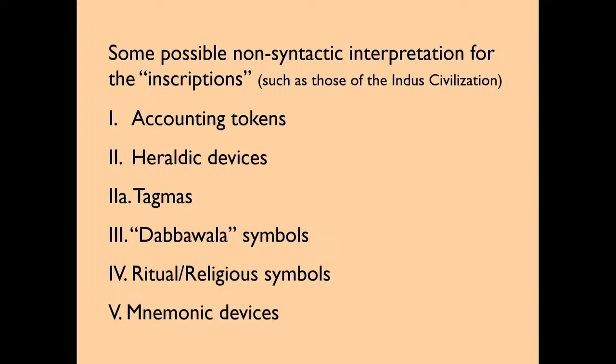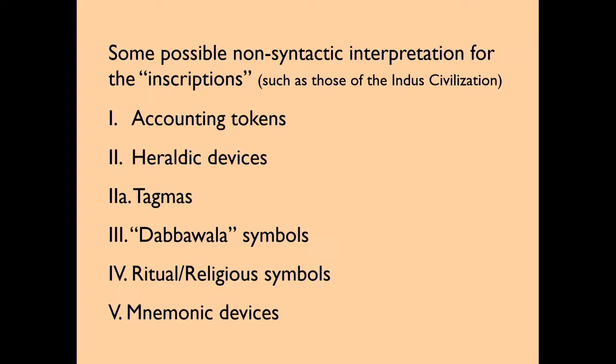So a subset of heraldic devices are things called tamgas, which nomadic tribes in Central Asia, for example, used to indicate the clan they come from. A third possibility is something that I just mentioned briefly yesterday. They are like the symbols that the Dabbawalas use to indicate where a particular tiffin box is supposed to go. Since many of them are illiterate, it's no use writing this down. So you need to have a set of symbols which is easily comprehensible.